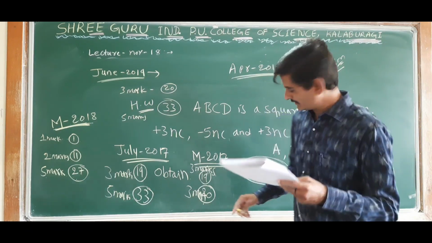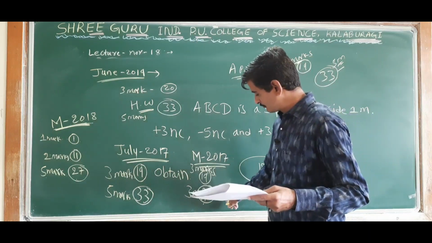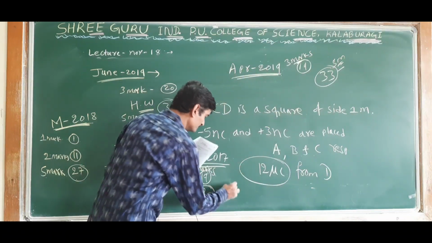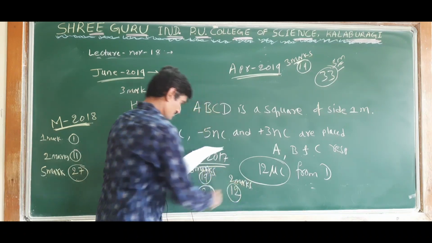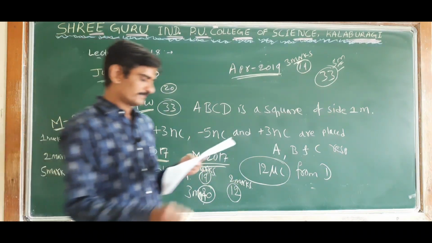Okay, one more question is there. Question number 19, 20 and one more is question number 12. Question number 12 for 2 marks.